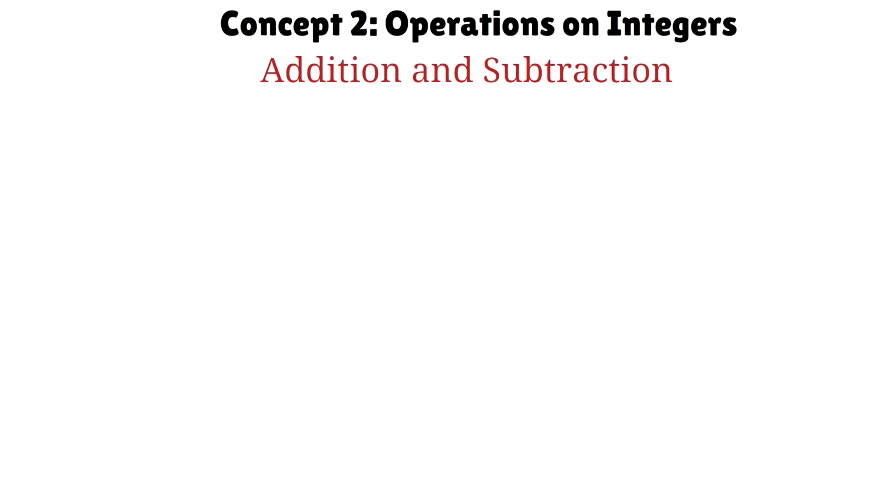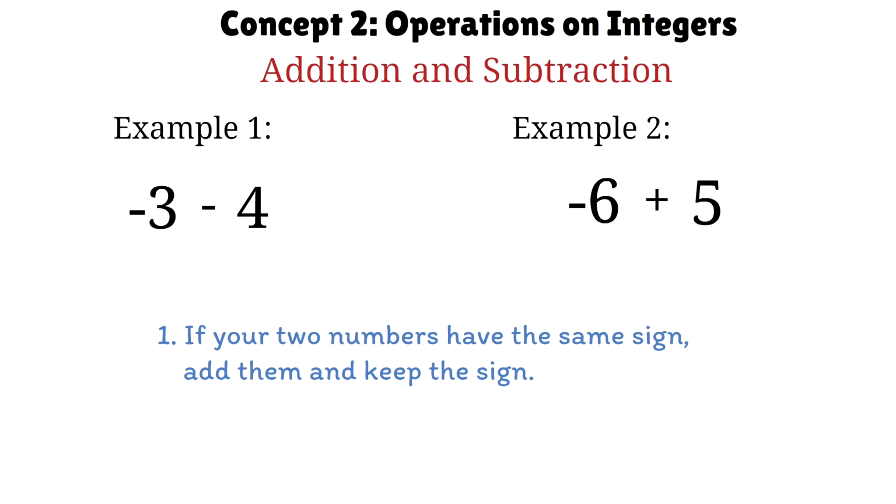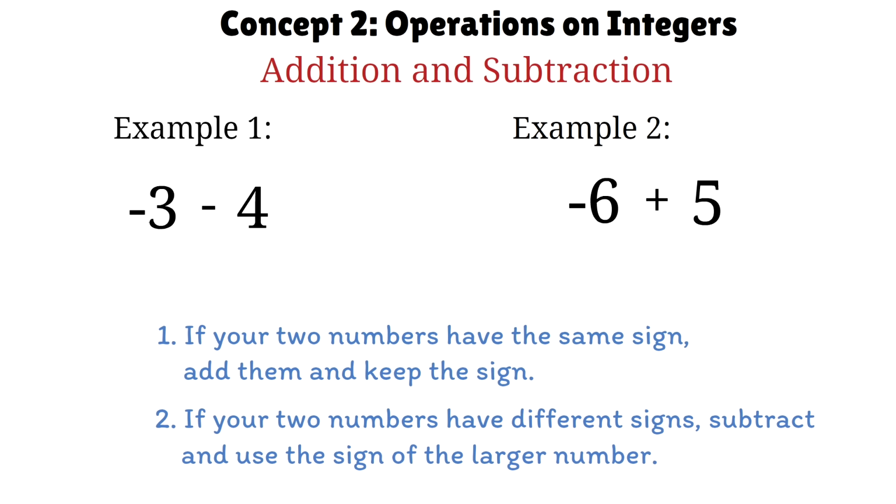Let's learn about addition and subtraction of integers. Now let's look at these examples. Before we solve the examples, there are 2 rules we have to follow. 1. If your 2 numbers have the same sign, add them and keep the sign. 2. If your 2 numbers have different signs, subtract and use the sign of the larger number.